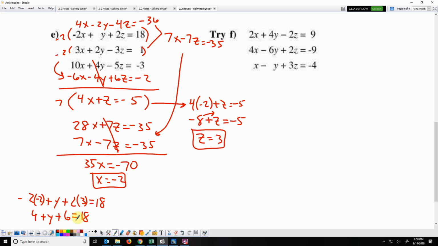And I need to subtract a 4 and a 6 from 18, so that's really subtracting 10. So I'm moving over the 6 and the 4. So 18 minus 6 is 12, minus 4 is 8. So these two lines intersect at the point -2, 8, 3.